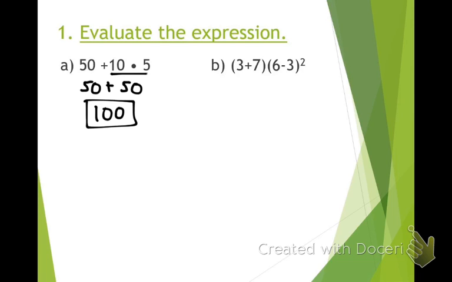Going on to problem B, Joseph, do you see anything in parentheses that I should do first? Yes, I do. What do you see? I see 3 plus 7 and 6 minus 3. Okay, we're going to go ahead and underline. We see 3 plus 7. Anais, what is 3 plus 7? 10. Excellent. Okay. He also said we saw more parentheses. 6 minus 3. Maddie, what is that? 3. Okay.